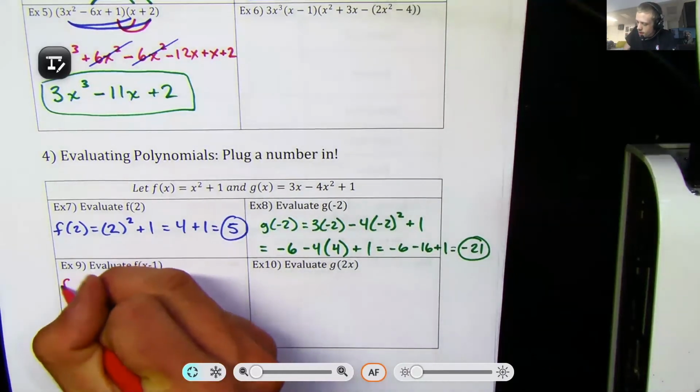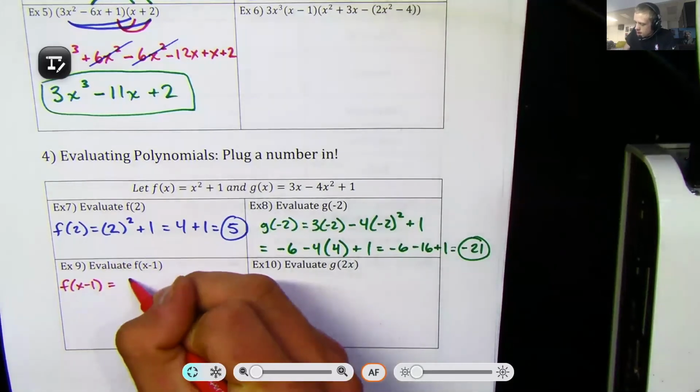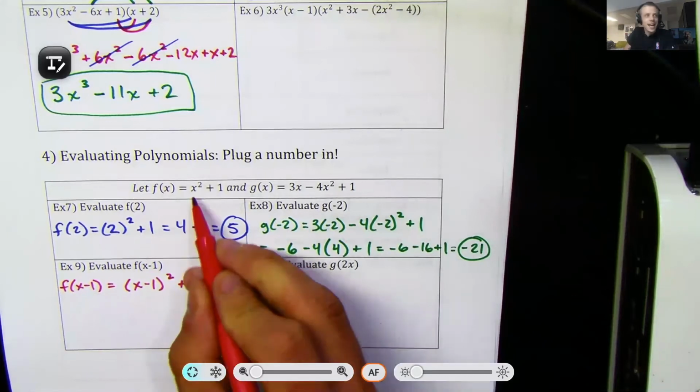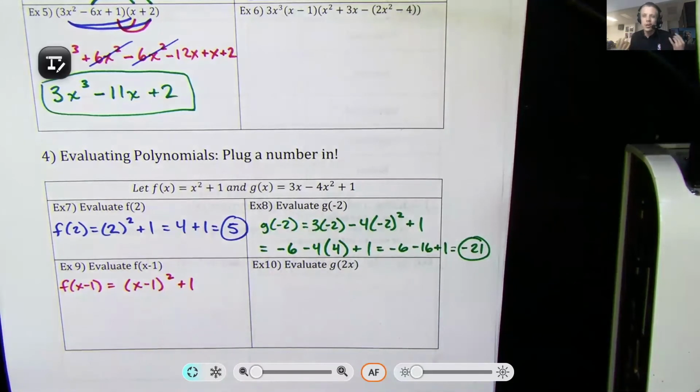So f of x minus 1 will equal x minus 1 squared plus 1. I replaced that x with this entire thing, x minus 1. Well, we could leave our answer like that. That's okay. But it's better if we can multiply that out and simplify it.